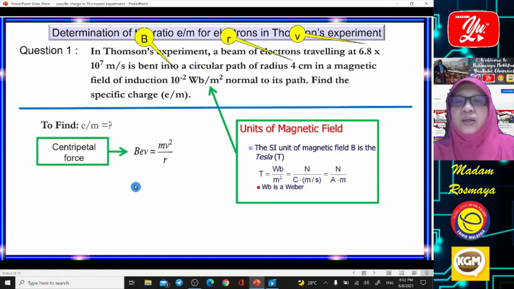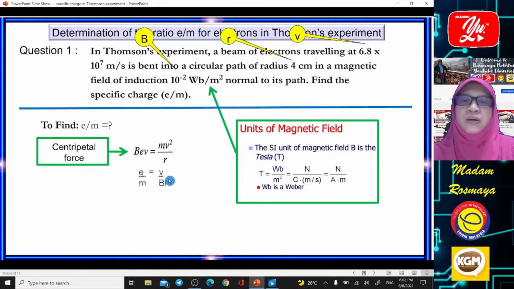Now we are going to find the ratio e to m, or in other words, the specific charge. Because the radius is given, this is a keyword, radius, we can use centripetal force. So centripetal force is mv squared per r, and it is provided by the BeV, the magnetic force, in the presence of magnetic force only. Now we bring m to the right side and it becomes e per m equals v per Br. We arrange the equation here because we are going to get the specific charge.